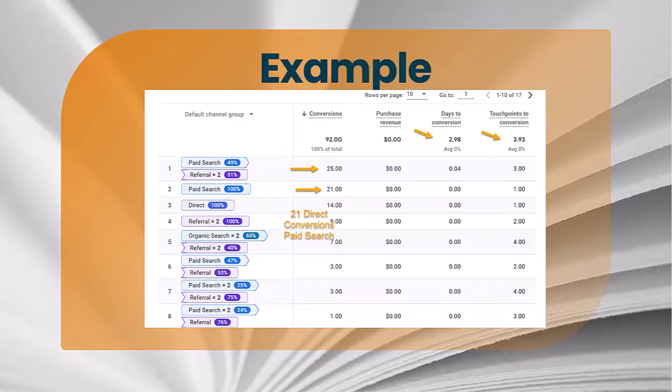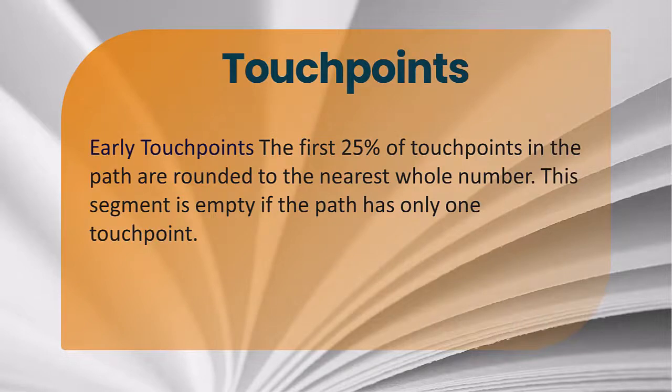Then there were 14 conversions that were straight conversions from direct traffic. And this is a report with 10 conversions, but it's 17 pages long. So this is very detailed, and you can see all the conversions and all the different paths to conversions. It helps you analyze your advertising and take a deeper look into how consumers on your website actually make conversions.